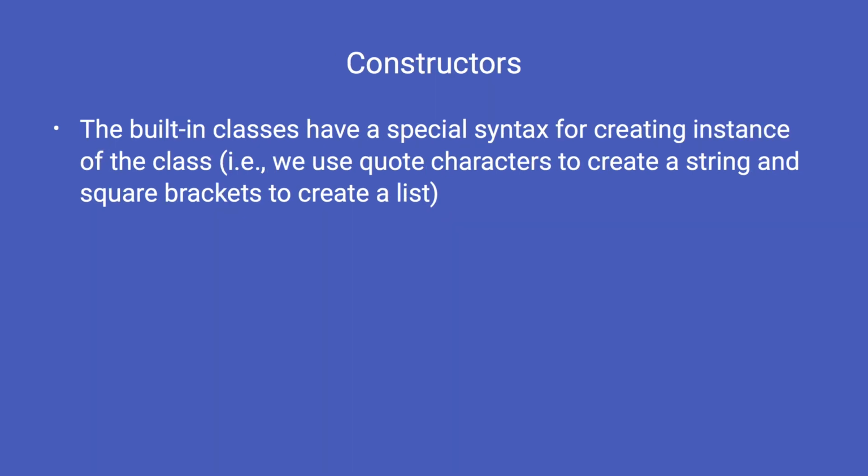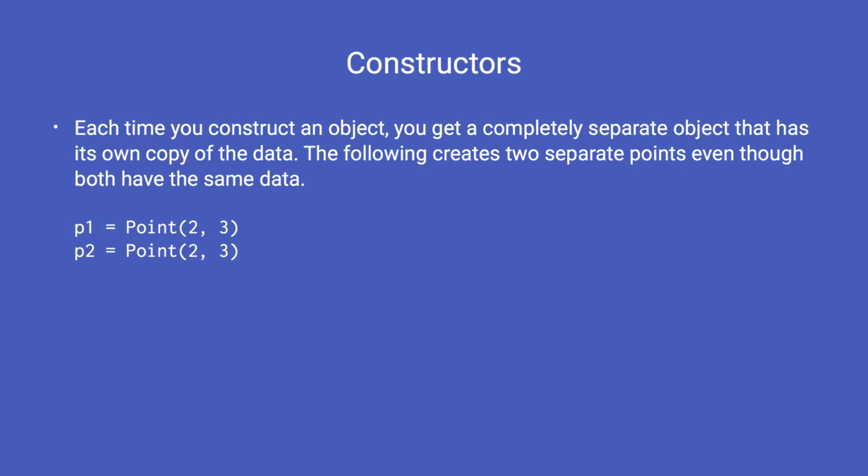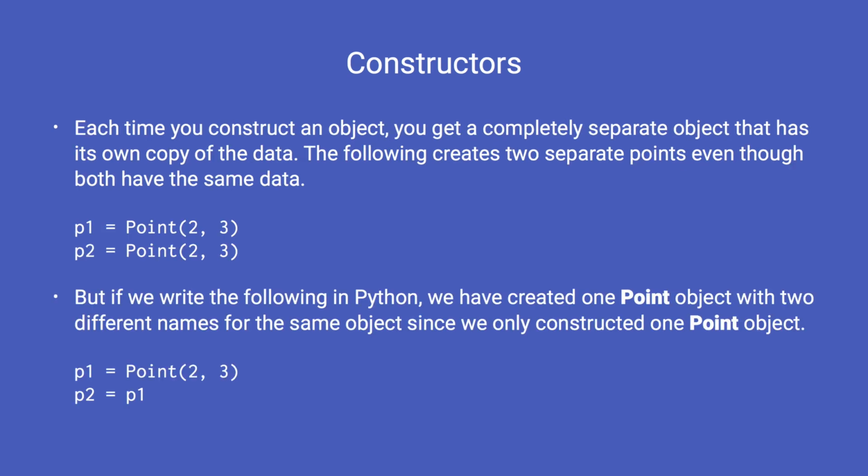A key concept of classes is a method to create the object and initialize the data. The generic term for this method is the constructor. The string class uses quotes, and the list class uses square brackets to initialize them. For classes that are not built into the language, we use the name of the class to construct the object as we've seen when creating point and other graphics objects. After the name of the class, you put parentheses and any parameters needed to initialize the object. Each call to the constructor creates a separate object. Assigning one variable to another variable makes both variables point to the same object. Which one you want to use depends on the context of what you are trying to accomplish.